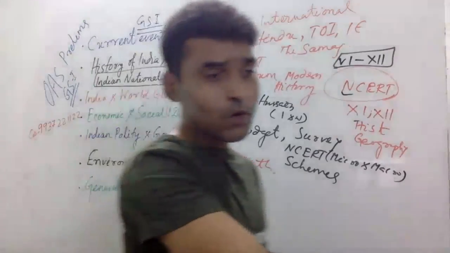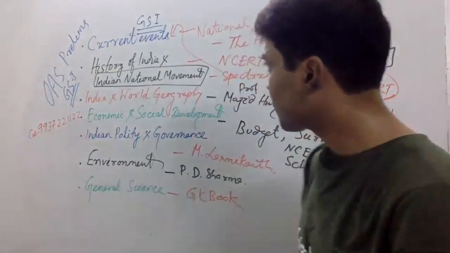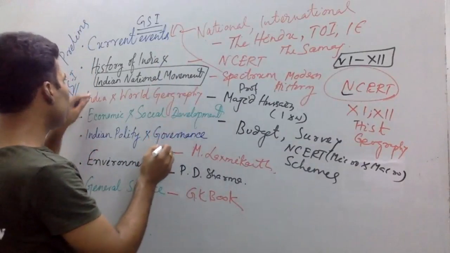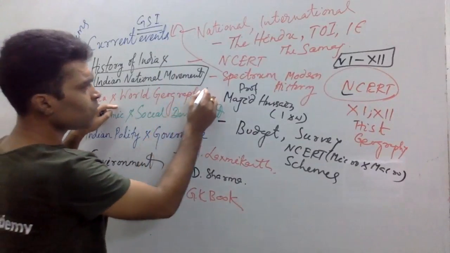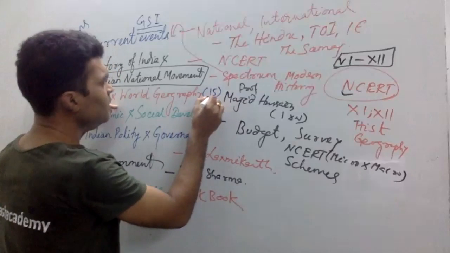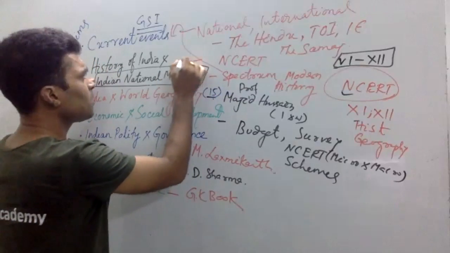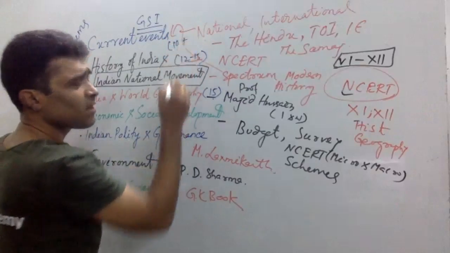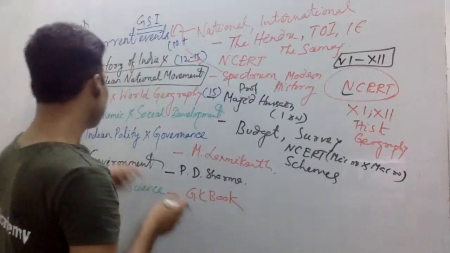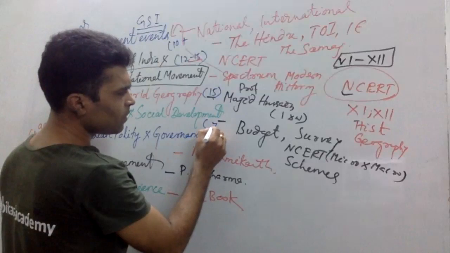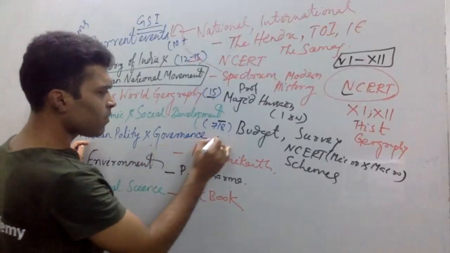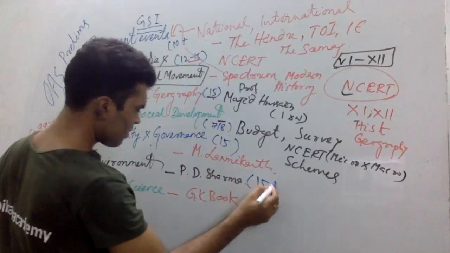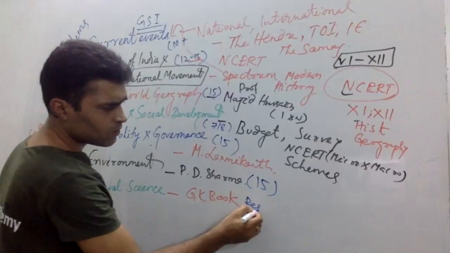Now I am going to segregate the marks, right? From the history section, current affairs. Okay, I will start from geography. From geography, 15 questions are asked. Generally, from history, 12 to 15 questions. Current affairs, around 10 plus, right? Economics, 7 to 8 questions. Indian polity, around 15. Environment, 15. Okay, the rest is general science.